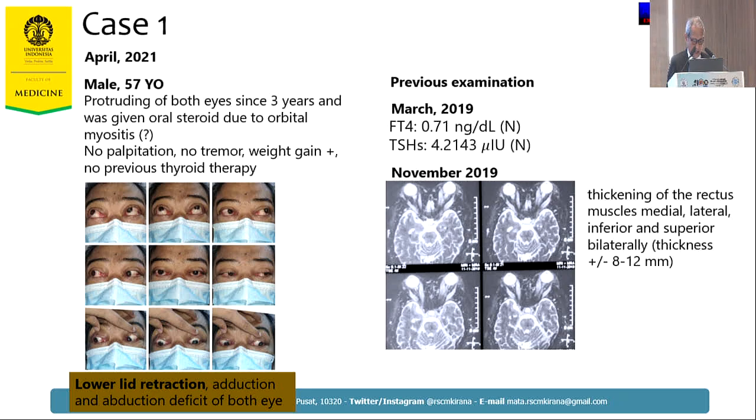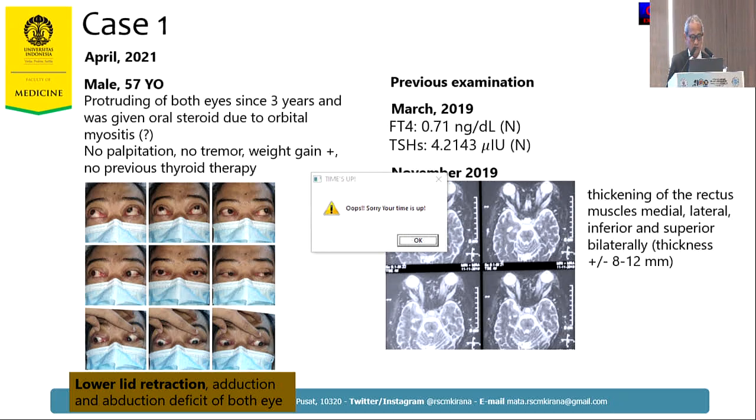The patient came to our clinic. He is a 57-year-old male with protrusion of both eyes for 3 years and was given oral steroid due to orbital myositis in another hospital. He had a history of active thyroid eye disease, moderate to severe. In March 2019, he came to our hospital, and again in April 2021. On laboratory examination, the thyrotropin receptor antibody was quite high.